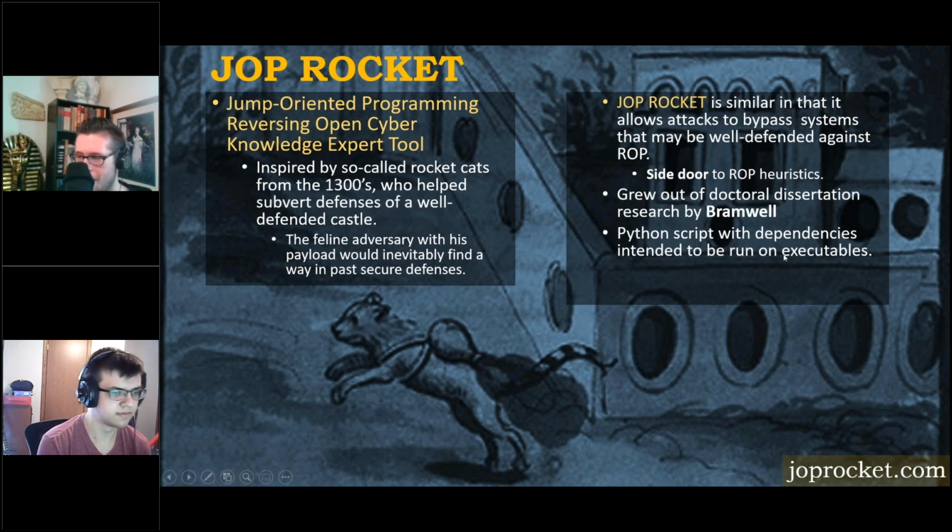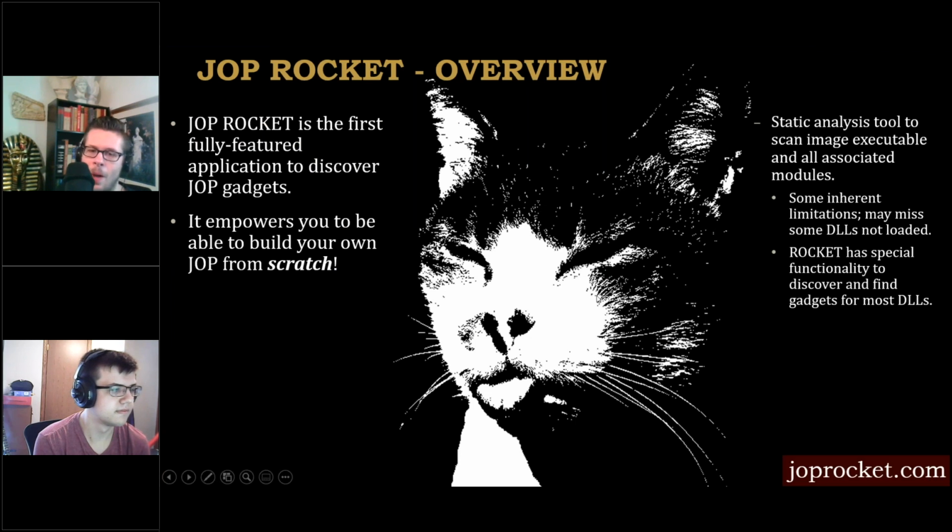So JOP rocket grew out of doctoral dissertation research that I conducted, supervised by Josh Stroschein and Jared DeMont. And what it is, it's a Python script with some dependencies. And really, it's the first fully featured application to allow you to discover JOP gadgets. We have a number of tools that can allow you to do the same thing with ROP, but with JOP, that was an open research problem. It empowers you to do it from scratch, and big revelation, we also provide you the ability to get pre-built JOP chains. Now, it is a static analysis tool, and I decided to make it static analysis just because it's a little bit more challenging from a programming standpoint than doing dynamic. Massive program, about 25,000 lines of Python, not necessarily the best written, but it does the job.